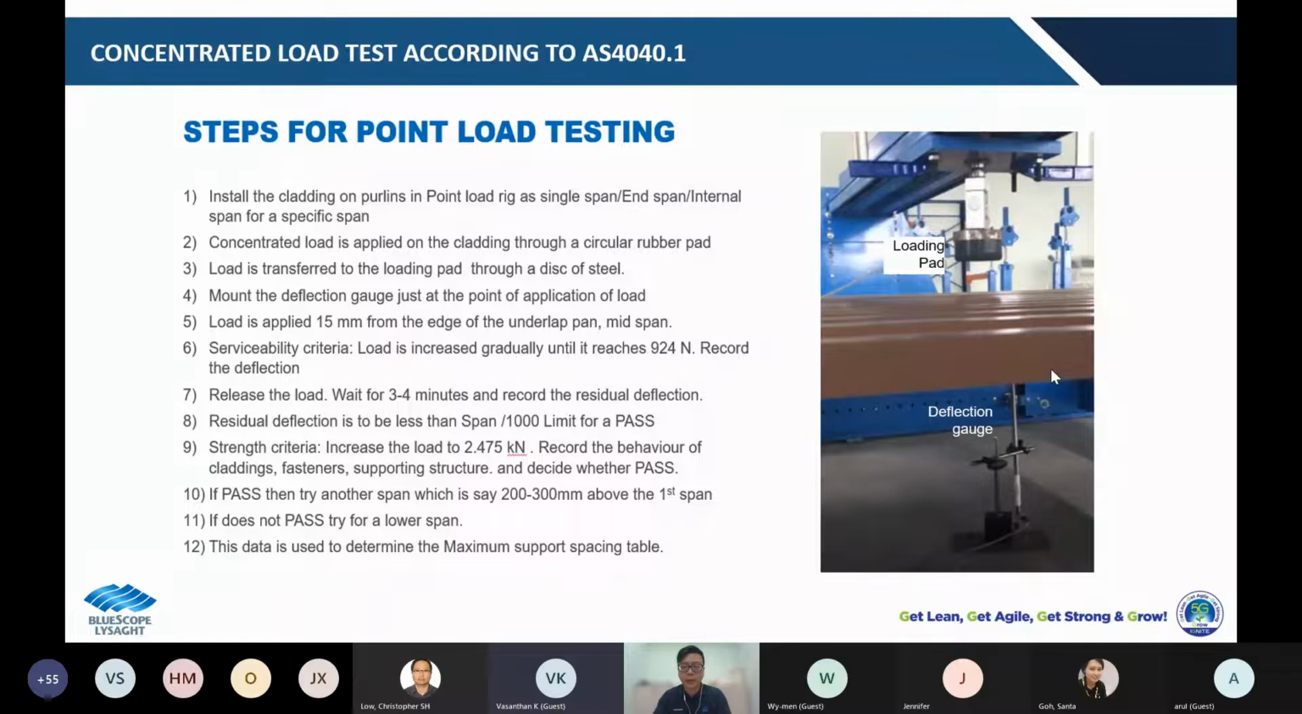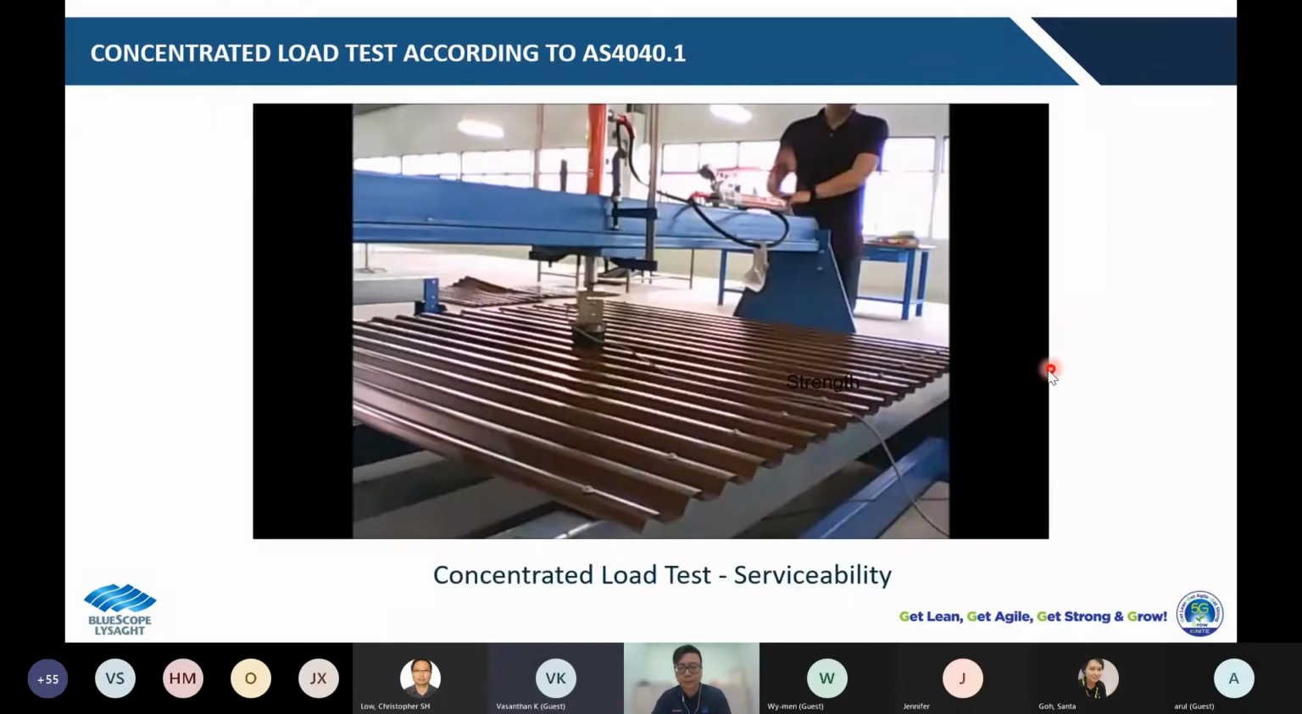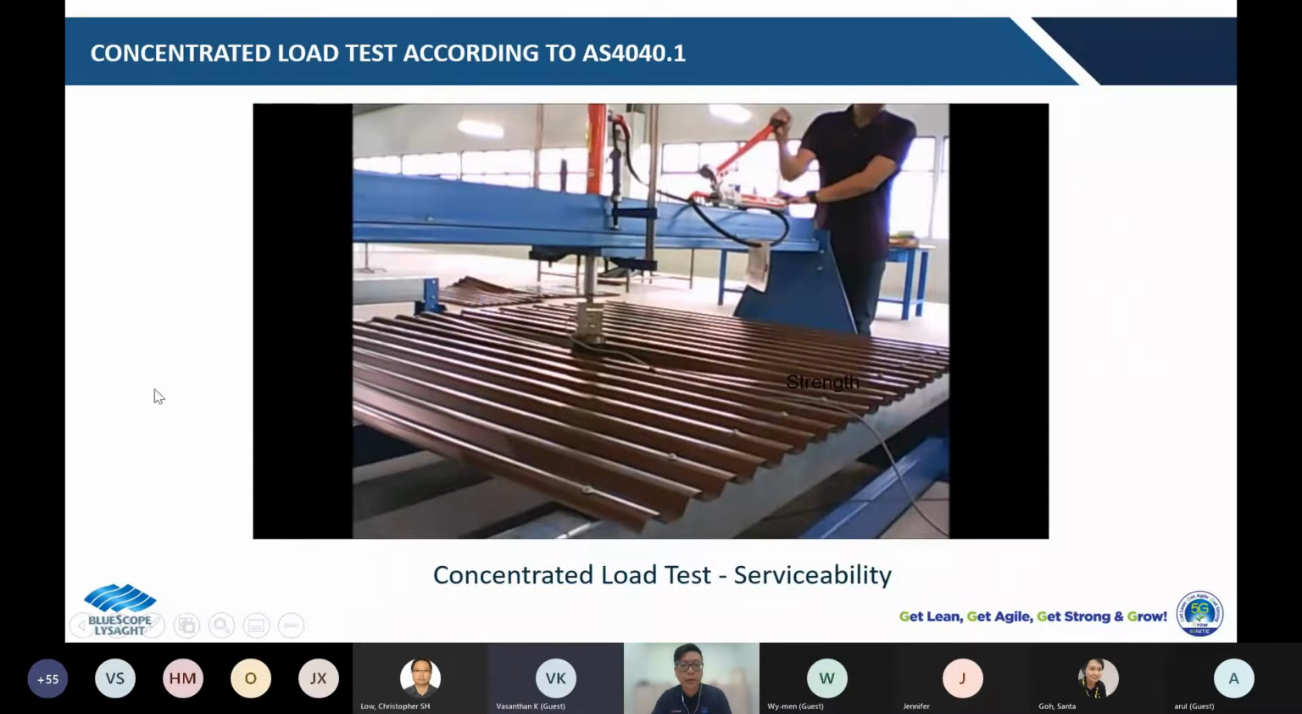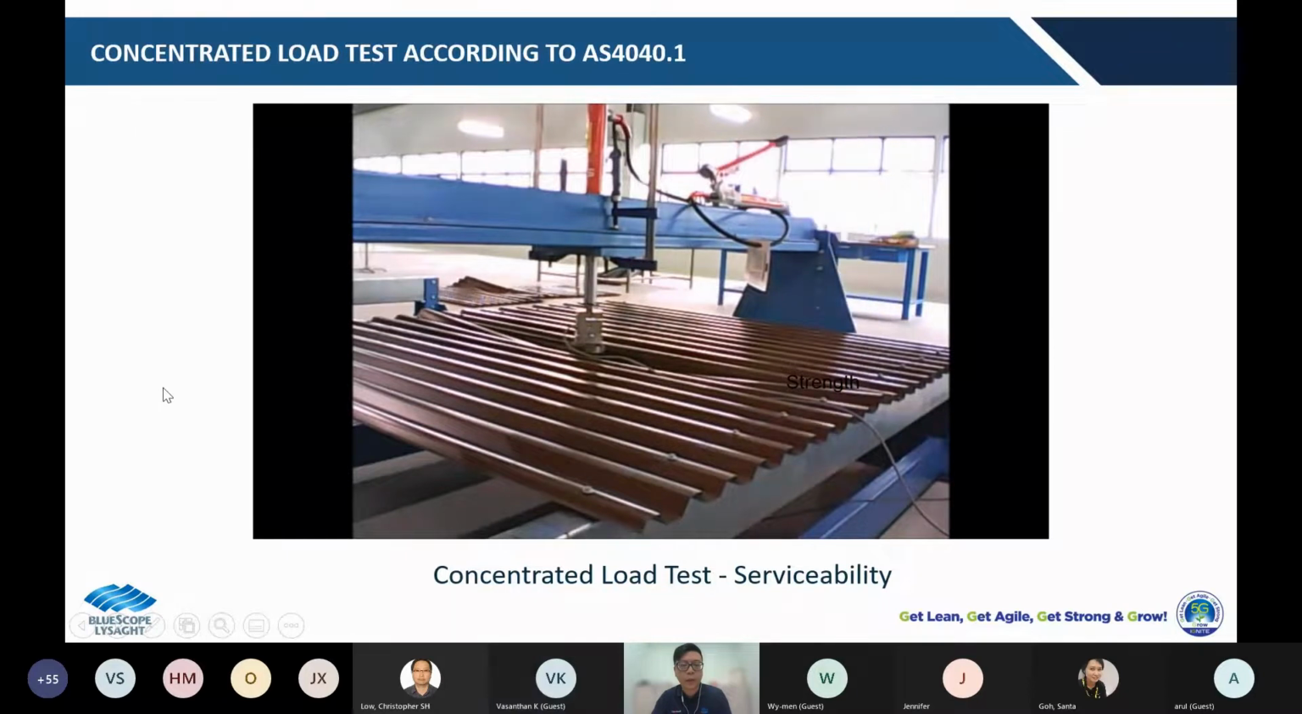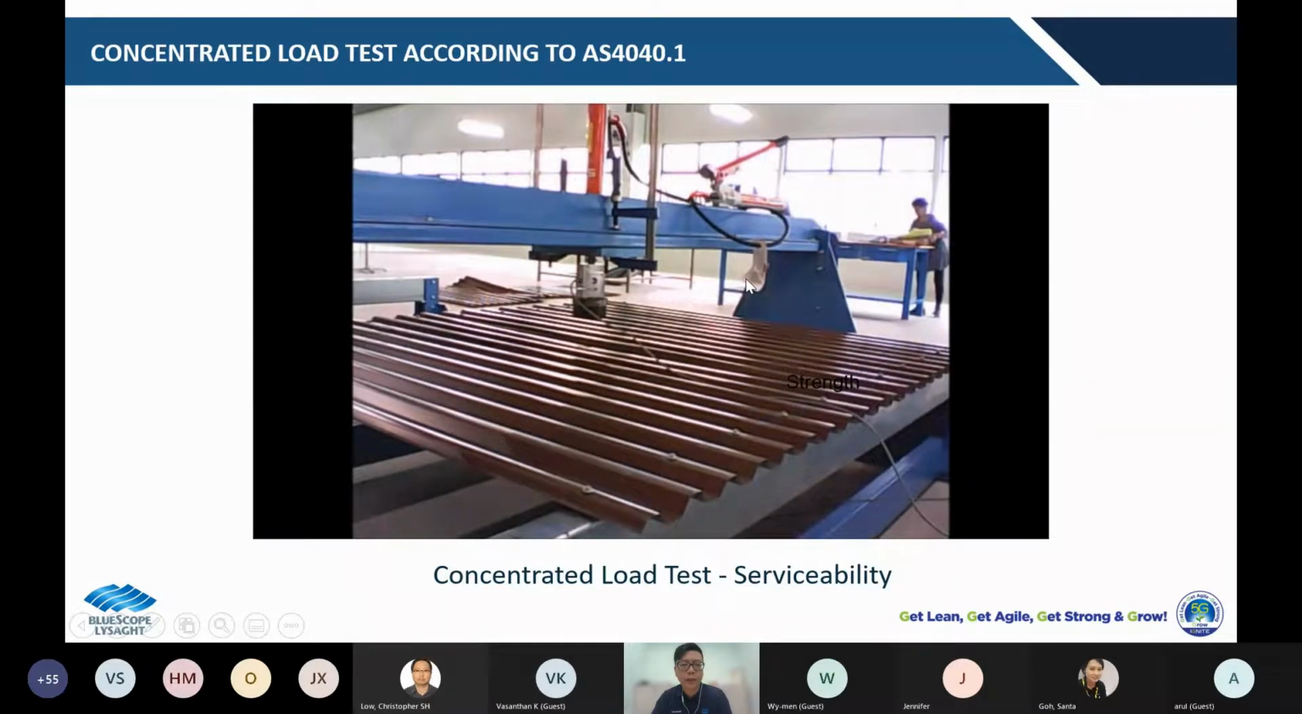I will show you some video later on. Right. This is the video to show you the time lapse of how we conduct the concentrated load test based on serviceability. So this is how we apply the load, 924 Newton. We wait for 1 to 2 minutes. Upon that, release that, then you can see that it's back to the flatness. So this is deemed that the test has passed the serviceability.